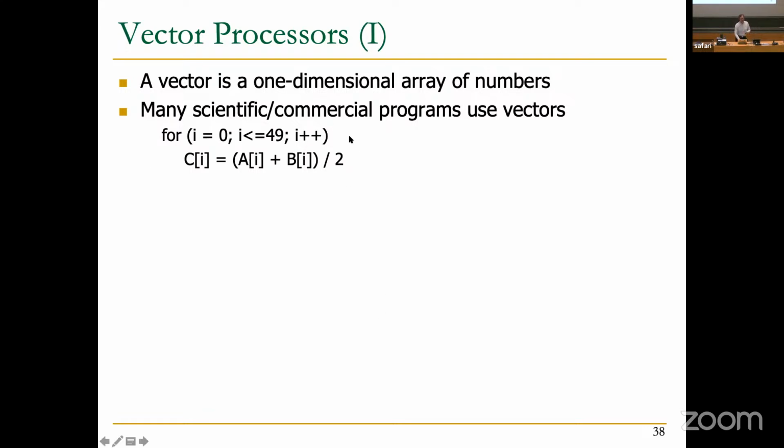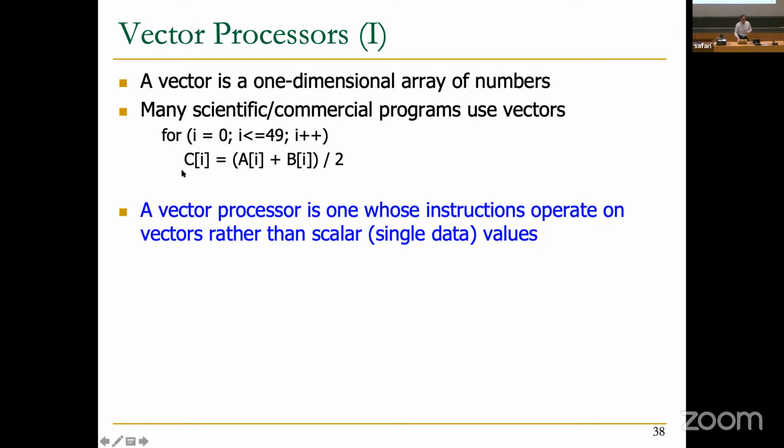But let's look at this example. This example averages 2 vectors, right? It basically takes the element-wise average of 2 50-element vectors. A and B are both 50-element vectors. You're working on 50 elements at a time and storing the average into the C vector. So a vector processor is one whose instructions operate on vectors rather than scalar values. So you take vector registers, essentially.